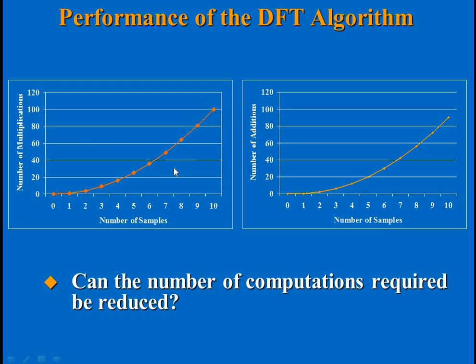For example, if N is 1000, we require 1000 times 1000 multiplications, and likewise 1000 into 999 additions. So it keeps on increasing. In a single word, the DFT algorithm is time consuming, because we require more multiplications as well as more additions. So the problem is that we require more time to do the DFT algorithm.